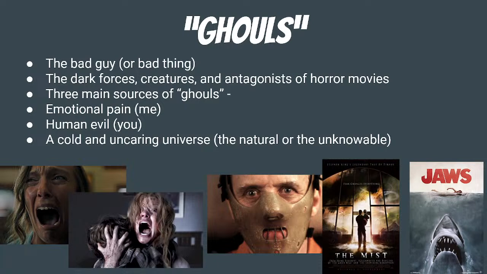Ghouls are what I call the villains in horror movies. They are the dark forces or creatures or antagonists. The three main sources of these are going to be your character's emotional pain, meaning it is either a manifestation of that somehow or a result of that somehow, or it is just them becoming the second thing, which is human evil, in which this would mean a person deciding to do bad stuff. It could be because they have some kind of psychopathic illness, or it could be because they just want to, or maybe we never exactly find out why specifically they are doing this. Maybe they mock the idea that there could even be a reason, like we've seen in several movies. And last, we have a cold and uncaring universe, which kind of represents everything else. The natural world or the unknowable, the monster that you found in a cave, or came from outer space, or from a different dimension, or something like this.